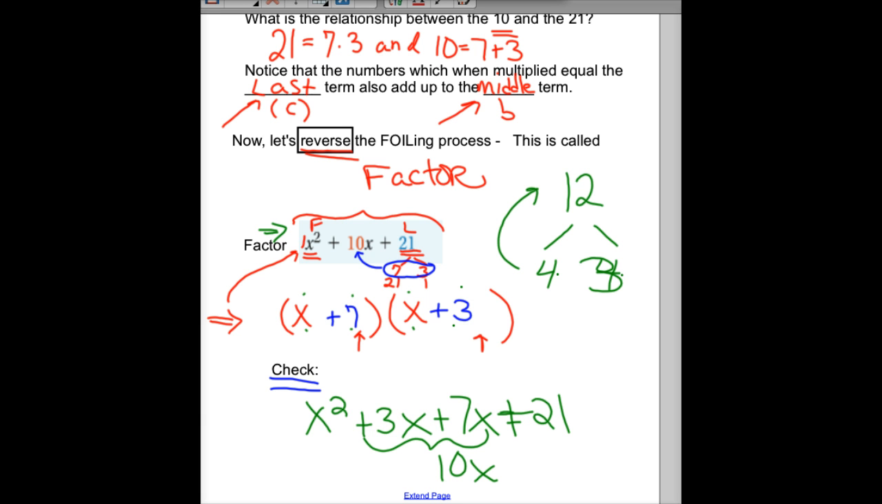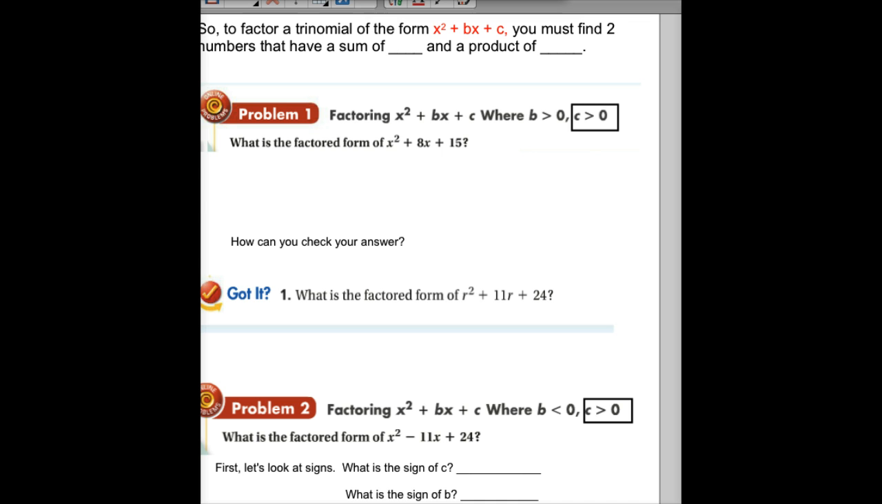So let's flip the page here, if it'll flip. And notice that to factor, you must find two numbers that have a sum of B and a product of C. Again, basically that means they multiply to equal the last term, and they add to equal the middle term. So let's do a little practice.